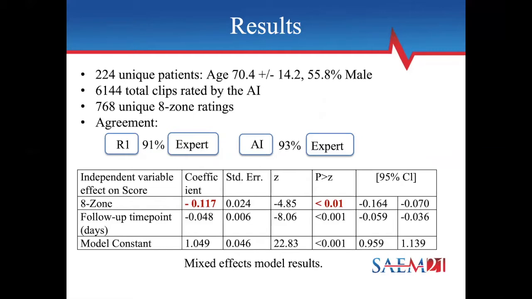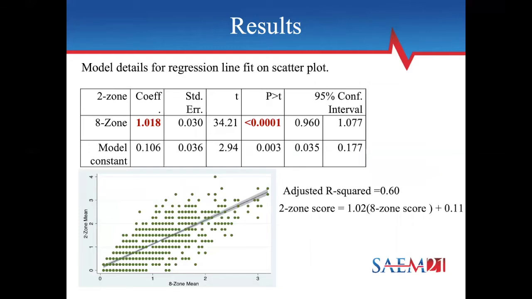The mixed effects model showed that the average 8-zone score was 0.1 lower than the 2-zone score. And that was statistically significant. The linear regression and scatter plot graph showed that the 2-zone and 8-zone summaries are practically equal with a regression coefficient of 1. And that was also statistically significant.